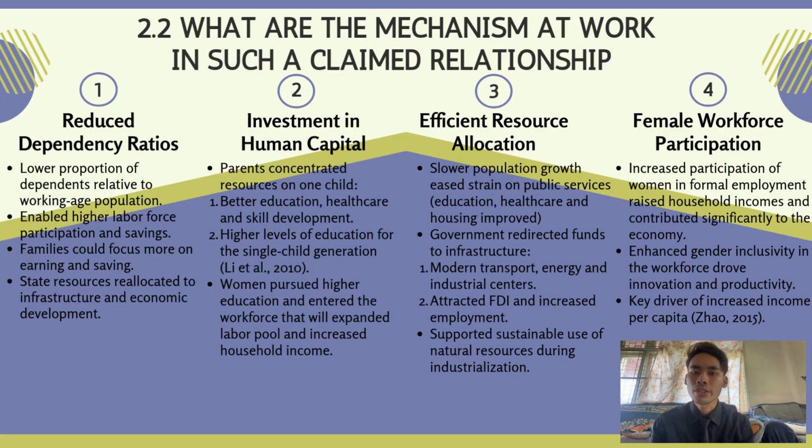In conclusion, the one-child policy increased income per capita by enhancing human capital and improving resource allocation. However, it has also introduced challenges like an aging population and labor shortage, showing the complexities of demographic management and how it shapes economic outcomes. That's all from my part.